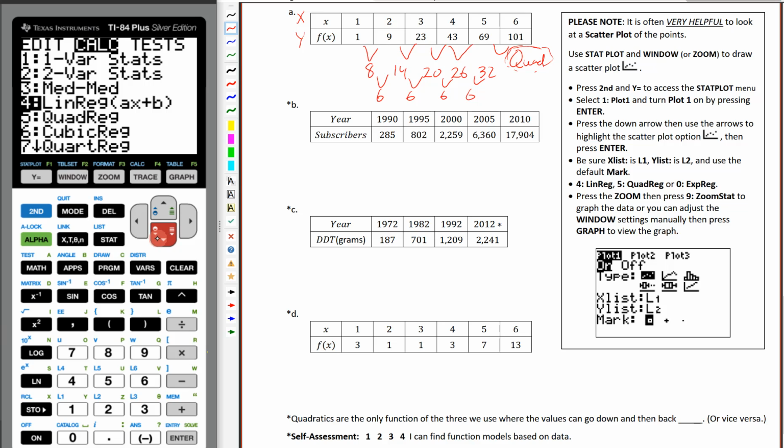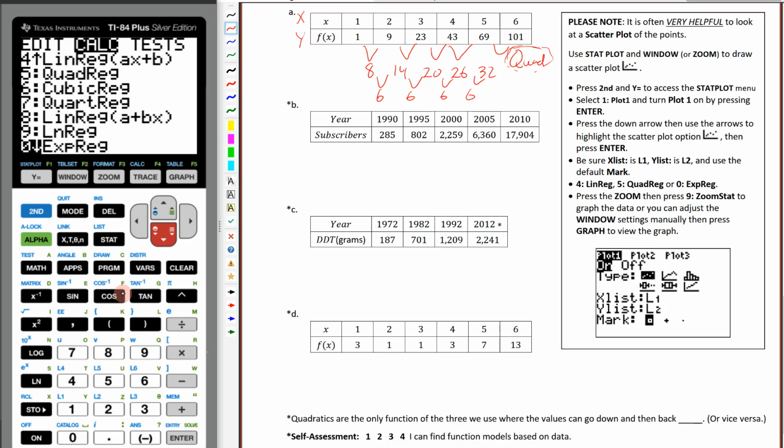Now, if we come down here, you'll notice that number 4 is linear regression, and number 5 is quadratic regression. Again, the quickest way to get to exponential regression would be to hit the up arrow, but there it is right there. So we want quad regression, that one right there. I'm going to hit number 5, or just hit enter once I'm on that.